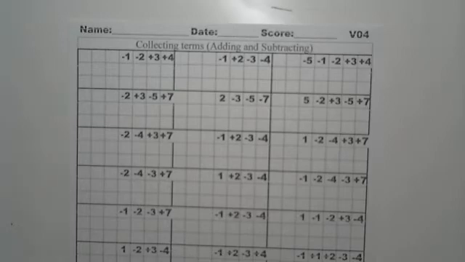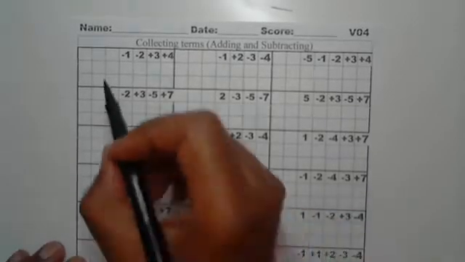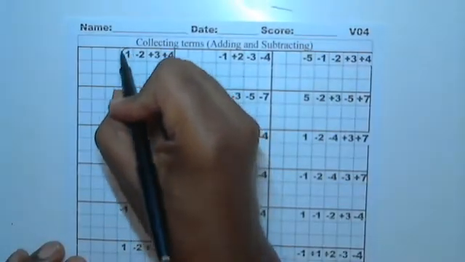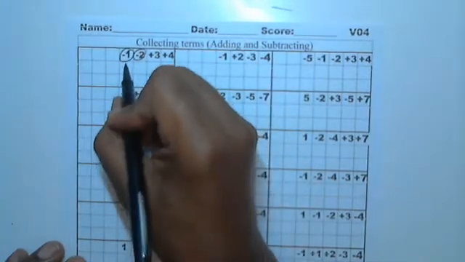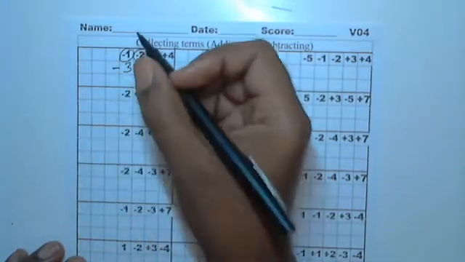We'll be collecting like terms here. So we're going to look for all the negatives first. Same signs. We have -1 and -2. These are same signs, so these can be added. So 1 and 2 added together will give you a -3.